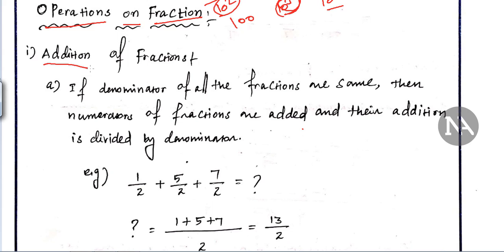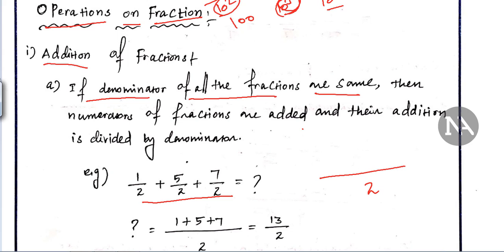So, addition of fractions, first part. First we are going to add fractional values. The first case is if the denominators of all fractions are the same. If the denominators of all the fractions are the same, then you can easily add those fractions. How? Because the denominators are the same, you can just take a common denominator.